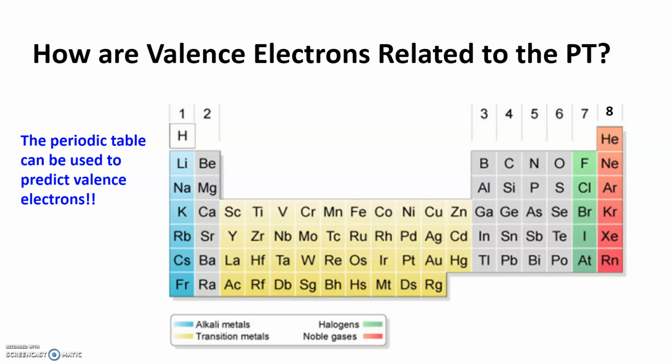The transition metals, shown in yellow, are really variable in how they behave, and so we don't really include them in a lot of our generalizations. So we'll skip the transition metals. The third family, boron, aluminum, etc., those have 3 valence electrons. The next family has 4. Nitrogen's family has 5. Oxygen's family has 6. The halogens, fluorine, chlorine, bromine, iodine, those have 7 valence electrons. And then last but not least, the noble gases, shown in red, have 8 valence electrons.